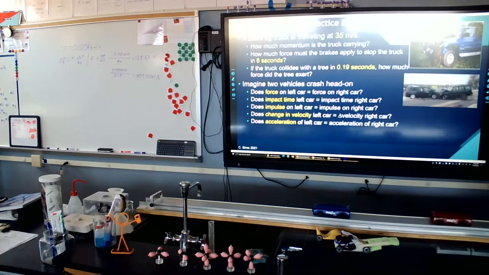So does the acceleration of the left car equal the acceleration of the right car? Think about that one for a second. Acceleration. Or the negative acceleration, if you'd like. Does the negative acceleration of one car equal the negative acceleration of the other car? No. Why? Because if the change of velocity is different, the acceleration is different. Does that make sense? Because the time of collision is exactly the same. Also, since the force on both cars is the same, if their mass is different, then their accelerations have to be different too.